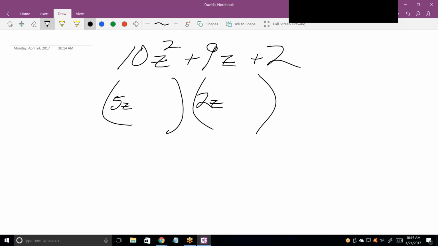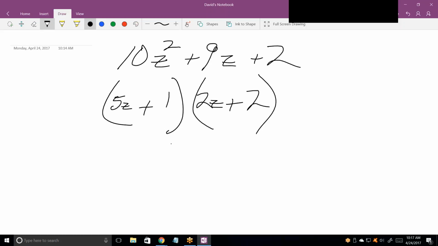Now, what are both signs? That's the next step. Positive. Correct. Both of them have to be positive. So I can produce a positive 2 there and a positive 9 there. And there's not very many factors for 2. It's 2 and 1. So either it's 1 and 2, and notice that does not produce 9z in the middle.